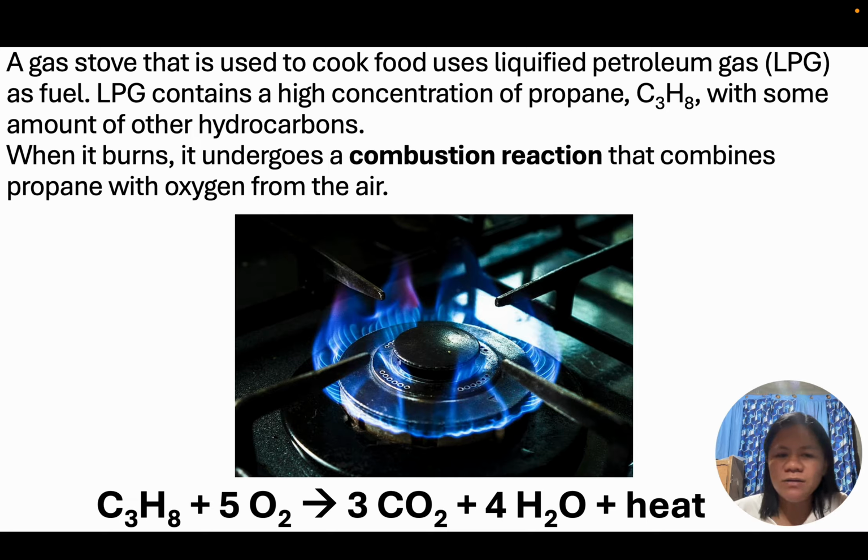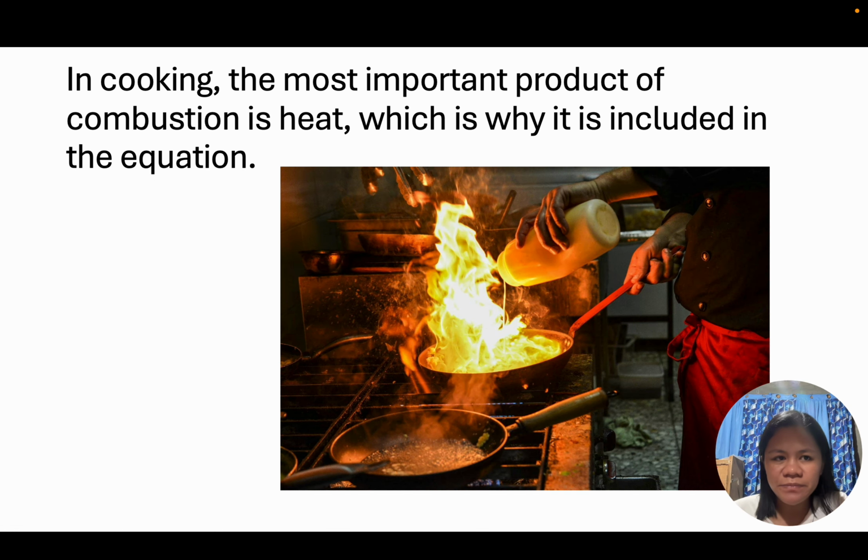When it burns, of course, there should be a presence of oxygen. It undergoes a combustion reaction that combines propane with oxygen from the air. So we have here our propane and 5 molecules of oxygen, and we're gonna get the product of 3 molecules of carbon dioxide, 4 molecules of water vapor, and heat. So this is an example of combustion reaction. In cooking naman, the most important product of combustion is heat, which is why it is included in the equation on the previous slide.